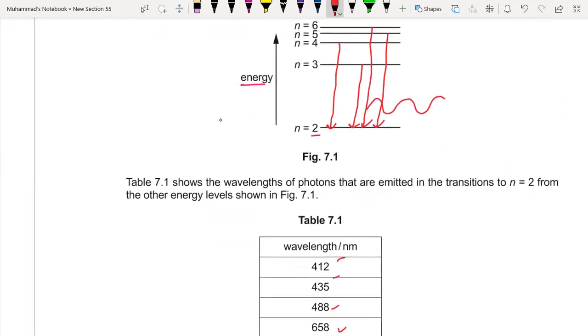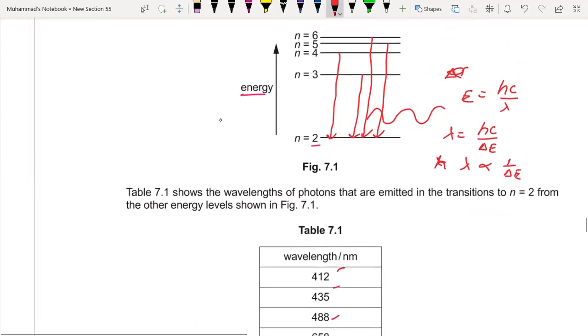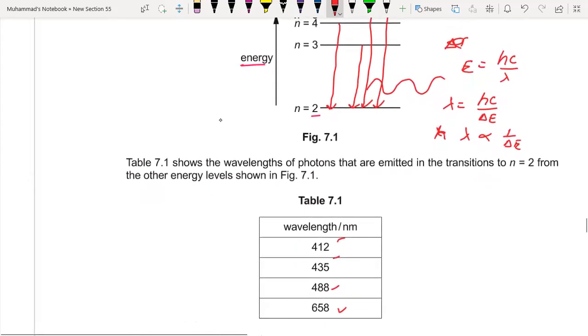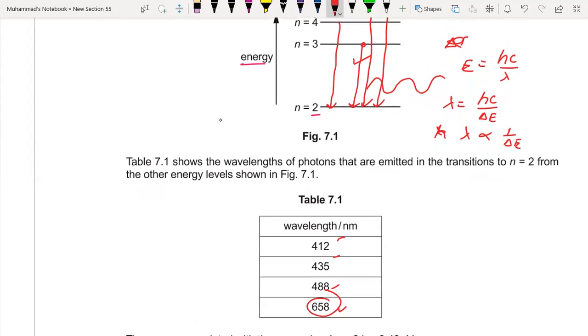You know that the energy of this photon is delta E. Energy E is hc over lambda, and emitted wavelength is hc over delta E. Emitted wavelength is inversely proportional to delta E. The smaller the change in energy, the greater the wavelength. So this wavelength corresponds to this transition because the energy difference is least, so the wavelength is maximum.